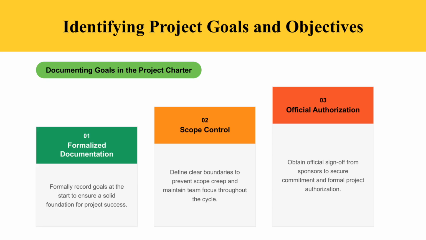Documenting goals in the project charter establishes a formal baseline for scope, responsibilities, and authorization. Record objectives clearly to avoid scope creep, define control measures to maintain focus, and secure official sign-off from sponsors to confirm commitment and give the project a stable governance foundation.